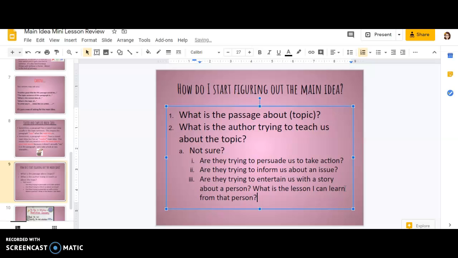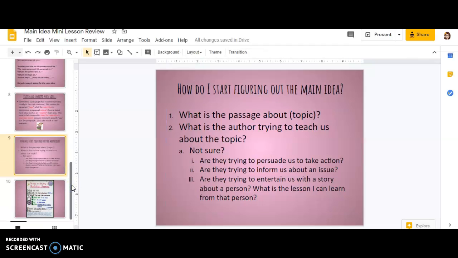For example, the book I Am Malala that I've been reading for our audiobook every day, more or less, what lesson can we learn from that person? Yes, the story is entertaining, but what lesson can we learn, right? So I always go through that mental process.